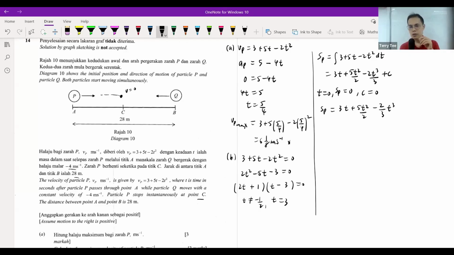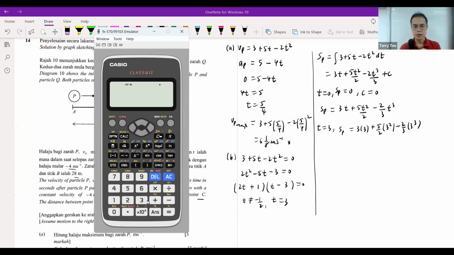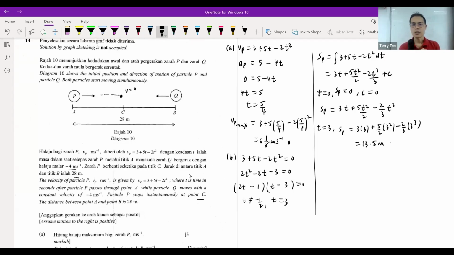Now also we know this happens when t equals 3. So substitute 3 inside, find the displacement of P: 3 times 3 is 9, 5 over 2 times 9, then minus 2 over 3 times 27. So this is going to give us 13.5. Maybe you can write 13.5 as 13.5. That means this SP represents the length of AC.